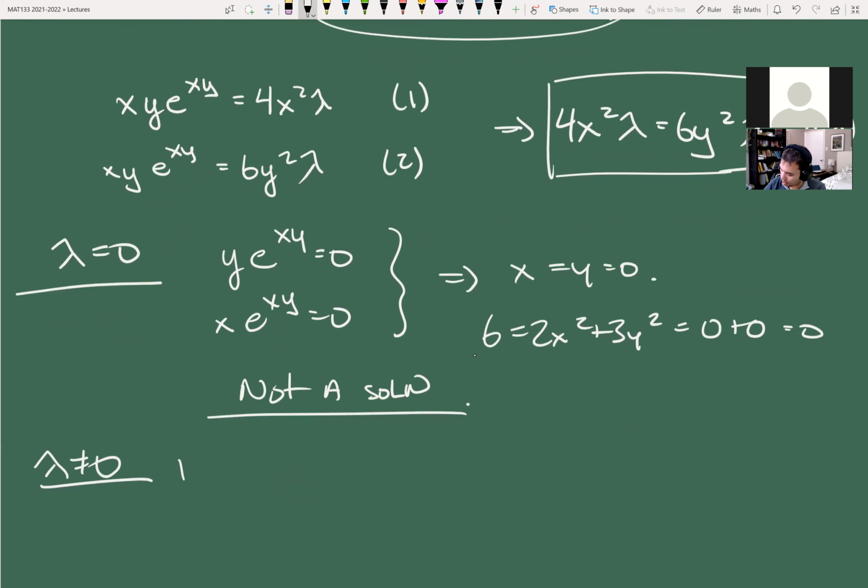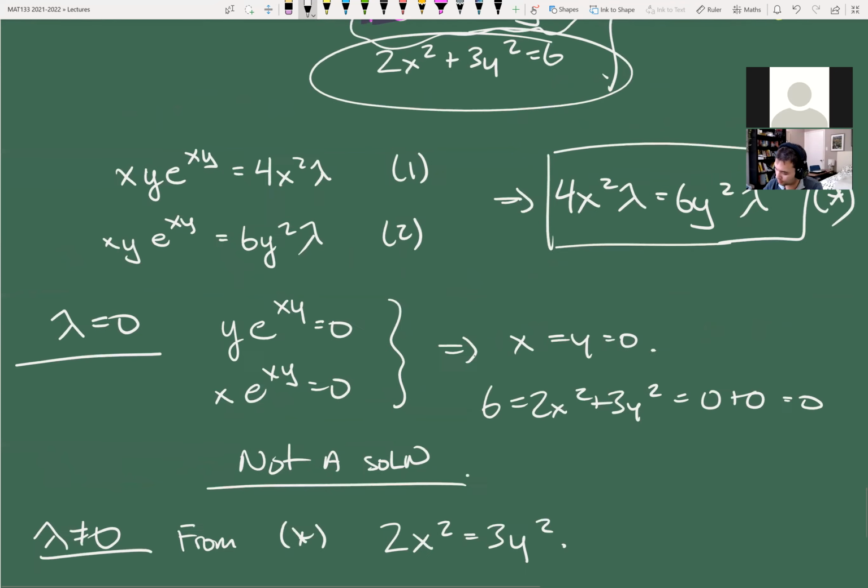We go back to star. So from star, we can now cancel out the lambdas. And while I'm here, maybe I'll cancel out the factor of 2 on each side as well. So I'll get 2x squared is 3y squared. So far, so good? That makes sense?